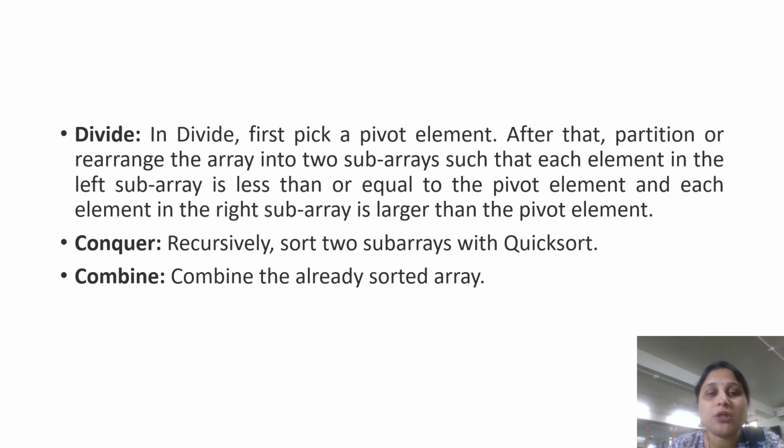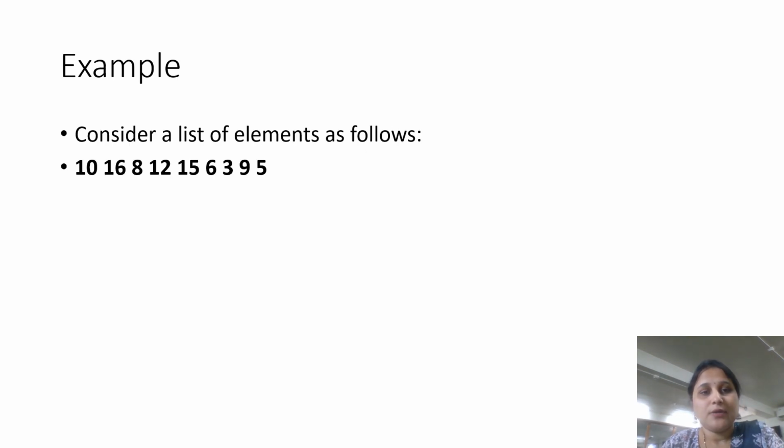Now what do we mean by conquer? Conquer means recursively sorting the two subarrays with the help of quicksort and combining the already sorted arrays. Now let's discuss this example, students. Here we have a list of elements which we have to sort with the help of the quicksort algorithm.